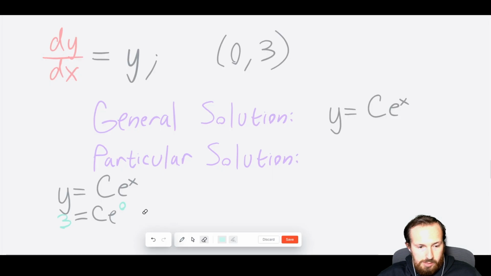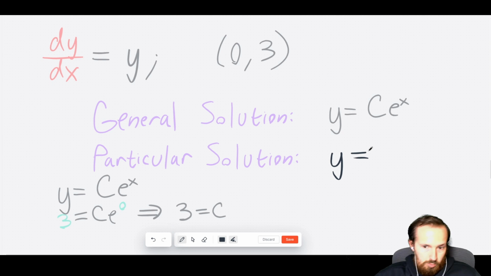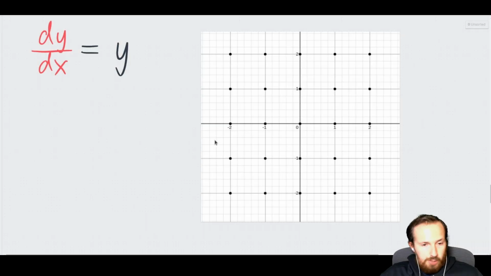So think about what this would become over here. So this would become 3 equals c times, what's e to the 0? 1. C times 1 is just c. So basically we just figured out that c is equal to 3. So the particular solution in this case, and again, this is the particular solution because they gave us an initial condition. If they gave us a different point or a different initial condition, we would have a different particular solution, even though we would have the same general solution. So here, in this case, this would be the particular solution. So this is what differential equations are all about.